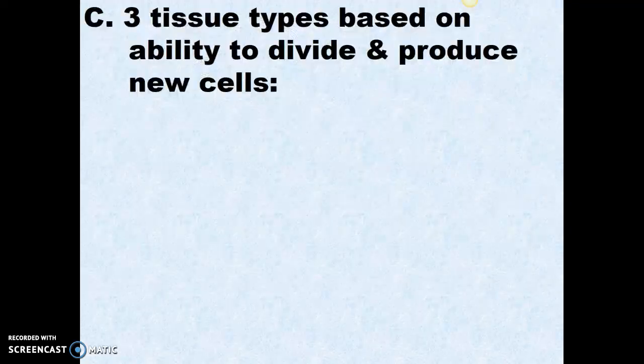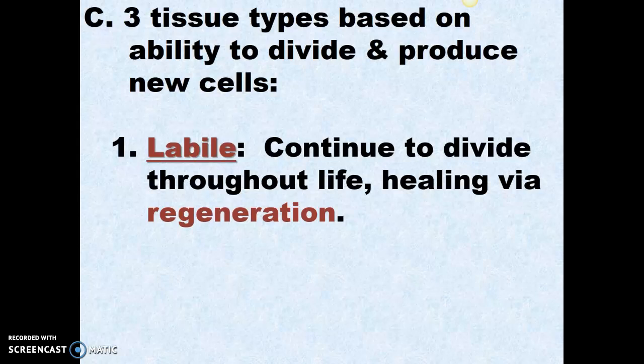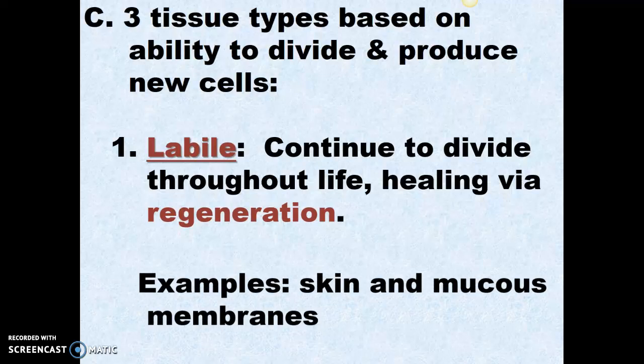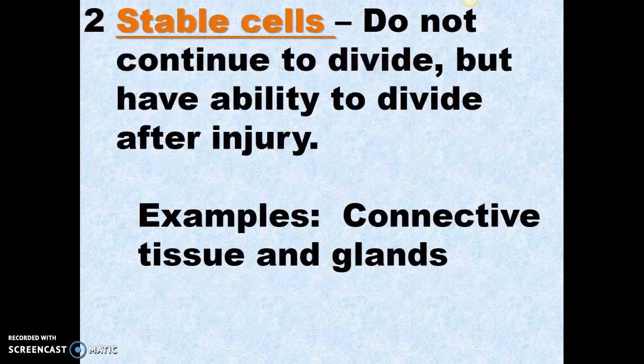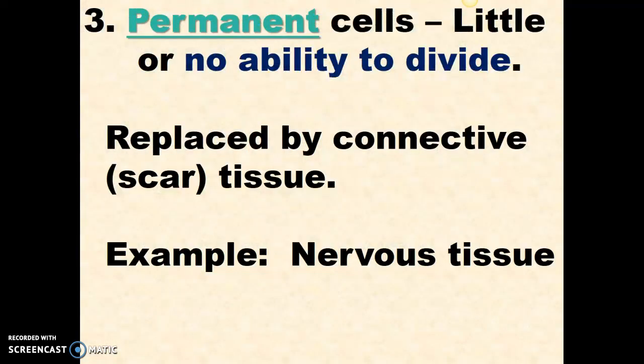There are 3 tissue types based on the ability to produce new cells. There's the labile, which is what you see with stratified squamous epithelium, constantly reproducing and regenerating. Skin and mucous membranes, everything on the outside. When you swallow stuff, you're scratching off cells. There's the stable cells, which don't continue to divide, but can divide after injury. So your connective tissue is not continually dividing, but if you cut yourself deep, you'll heal up. And then there's what we call permanent cells, with little or no ability to divide. I say little there because science has come a long way in finding that there is some regeneration.